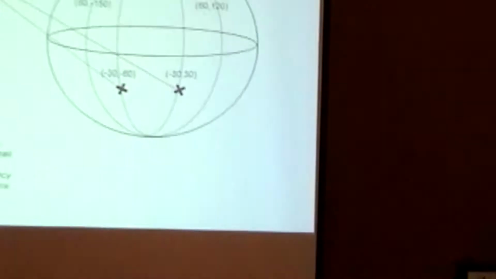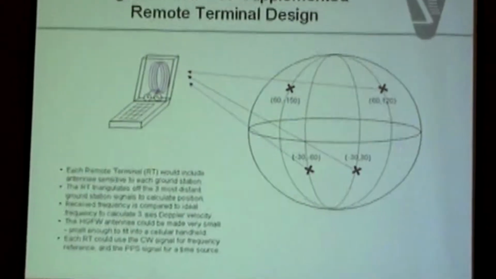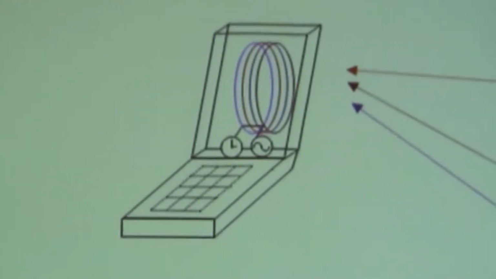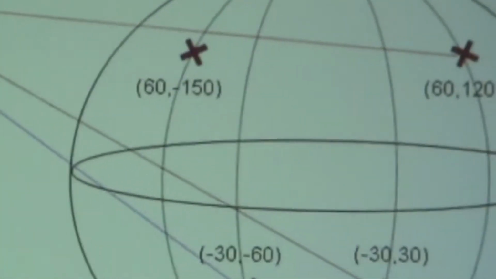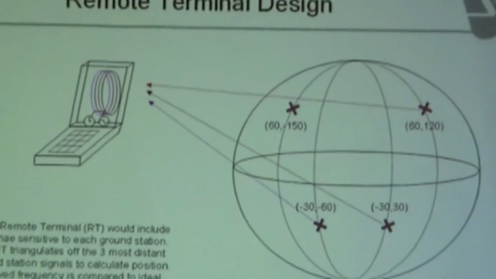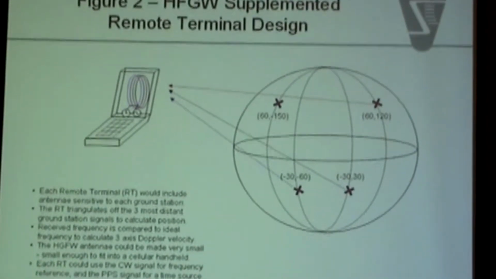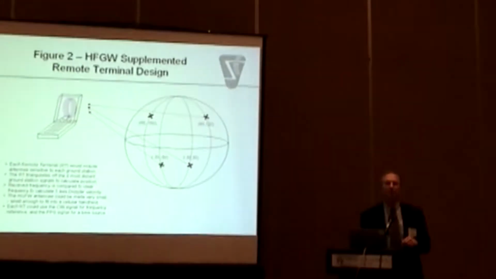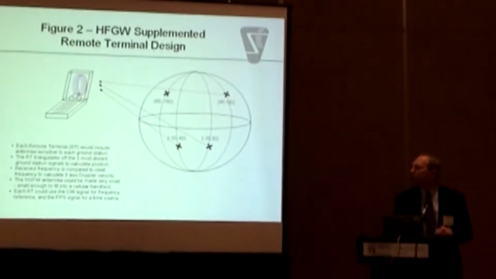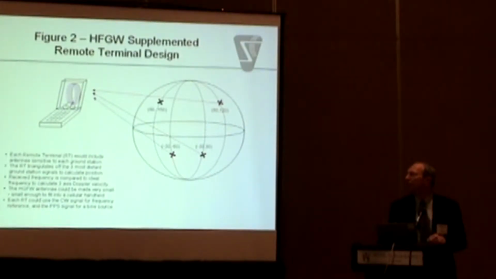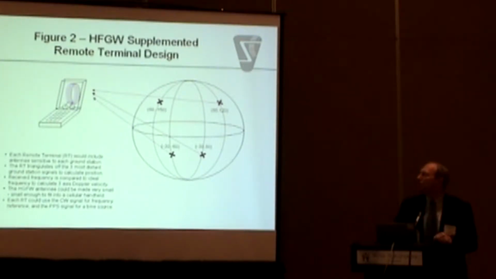This is a schematic of a remote terminal receiving a number of different gravitational wave frequency time standards. The remote terminal could triangulate its location based on the time difference of arrival of the 1 pulse per second signal from each ground station. And you could even envision a moving terminal, for instance in an aircraft, that could determine its Doppler velocity based on the Doppler shift of the frequency standards from each remote station.